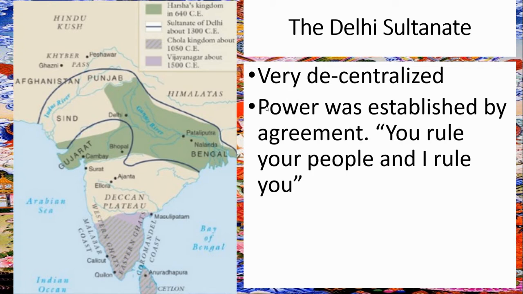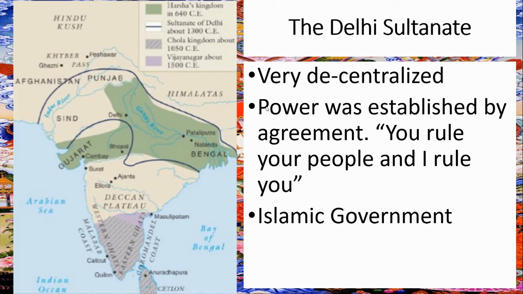So the way it worked is the people were not directly ruled by the Delhi Sultanate. Rather, the much smaller individual kingdoms and states, well, their leader was ruled by the Delhi Sultanate. So power is going to be established by agreement. They would go to local rulers and they would say, you rule your people, and I'm going to rule you.